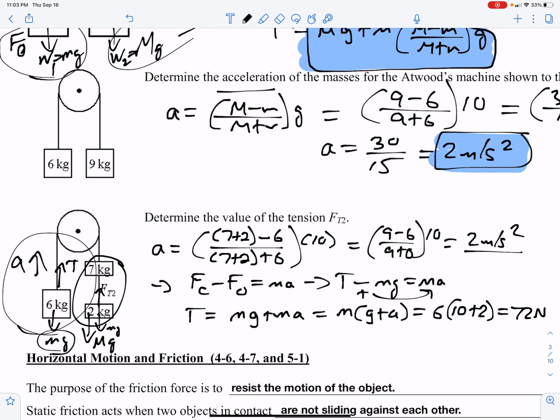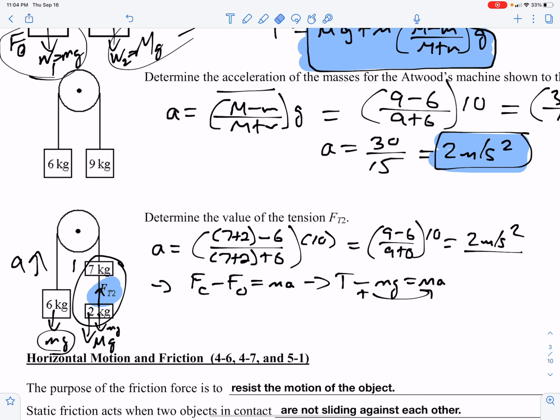And I just made a big oops because we didn't want to find 72 newtons. That's the tension across this one right here. But oops, I didn't pay attention to the question, and we were looking for that tension right there. So I'm going to back this up just a brief bit, and instead of using this mass here, I'm going to use this mass right here to find that missing tension too.